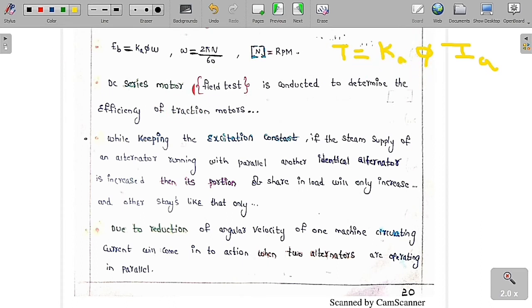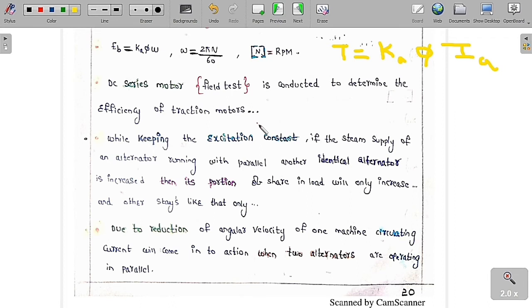For a DC series motor, the field test is conducted to determine the efficiency of traction motors. I have already told you that for a DC series motor, the field test is used to determine the efficiency of the traction motors. So the DC series motor efficiency can be figured out with the help of the field test.